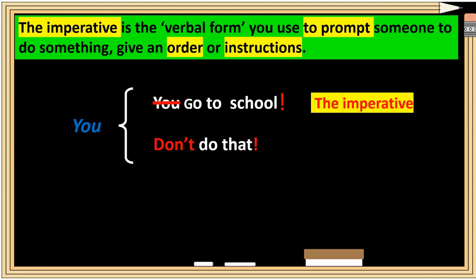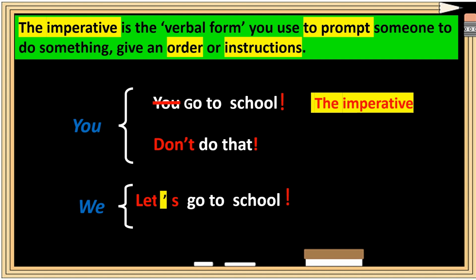Don't do that. If I'm included in the instructions, if I say, for example, we go to school, what I'm going to do is exactly the same. I'm going to get rid of the subject. But then if I say go to school, it applies to somebody else. If I want to include myself in English, I'm going to say let us go to school. Let's go to school.